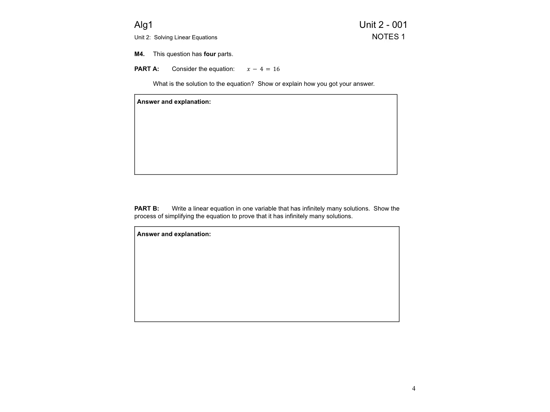All right, these questions have 4 parts. Consider the equation. What is the solution to the equation? Show or explain how you got your answer. Okay, so if I write this equation down, I'm going to show you. I'm going to draw my line. I'm going to add 4 to each side.